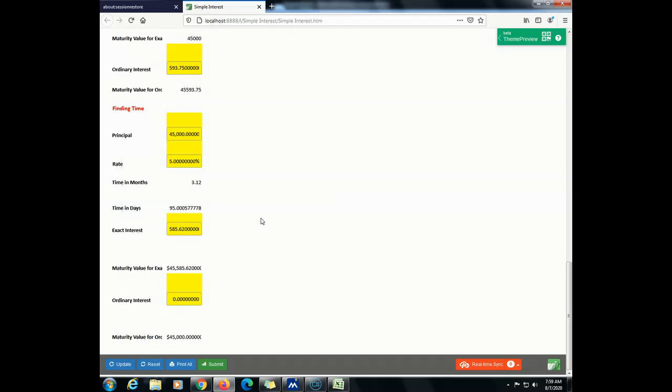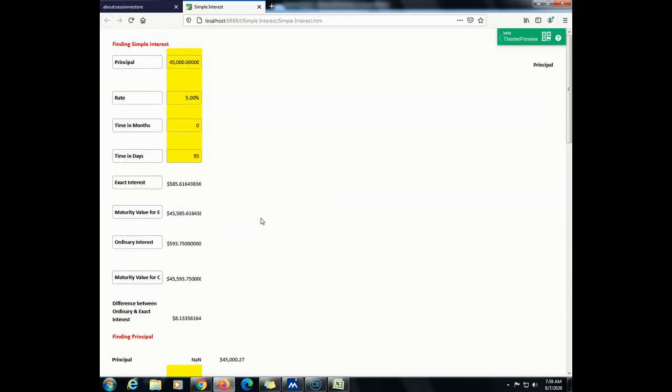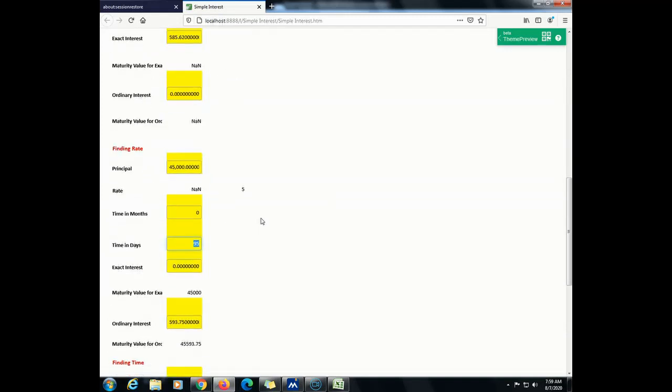So this is how you use this calculator to figure out not only your simple interest, but also your principal, rate, and time.